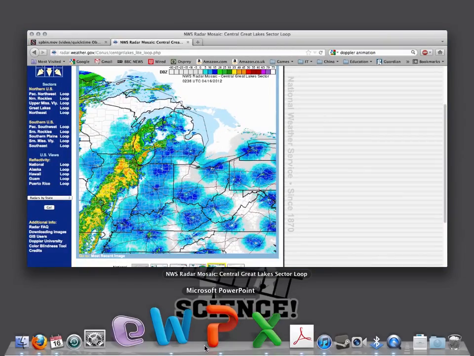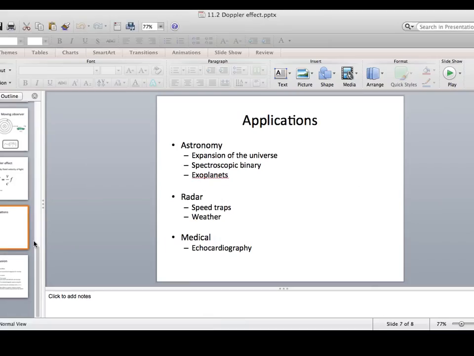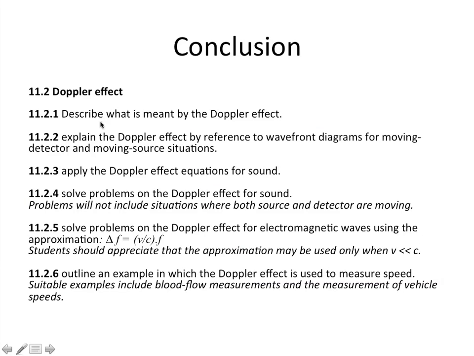That's a slightly lengthy vodcast on the Doppler effect, so we know what is meant by the Doppler effect. We can use it using those wavefront diagrams for moving detector and moving source situations. The Doppler effect equations for sound you've now seen. You have to now practice using them, and you have to practice using the Doppler effect for electromagnetic waves using the approximation that we looked at. And we've looked at examples including blood flow measurements and measurement of vehicle speeds. Thank you very much.